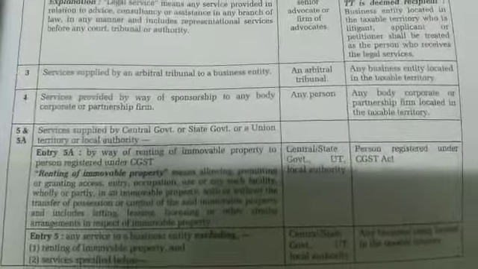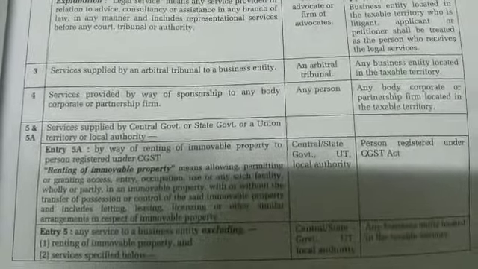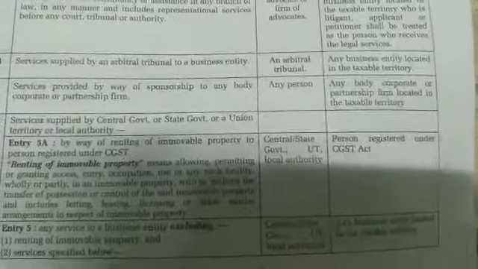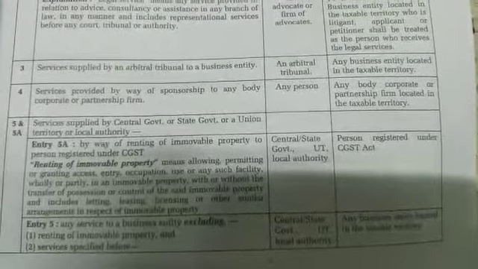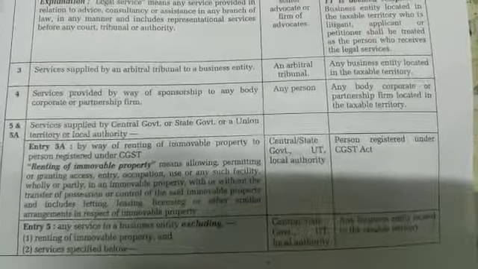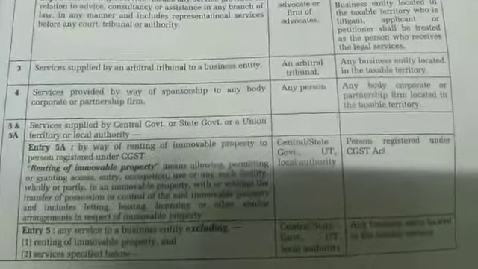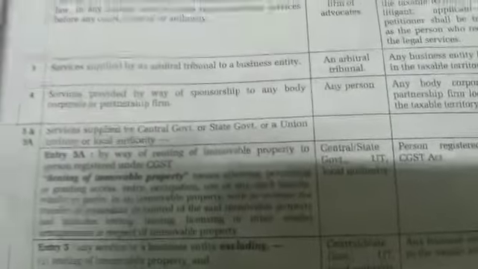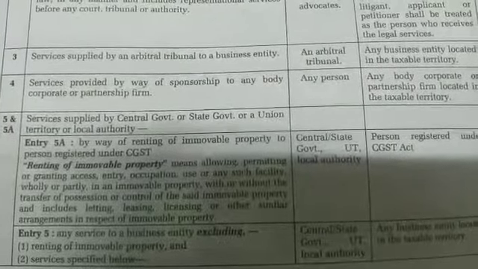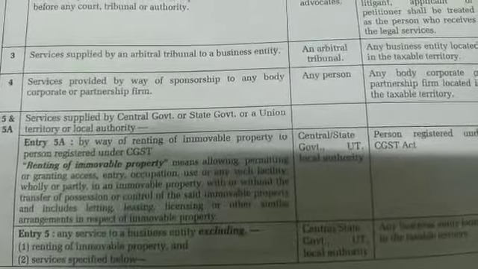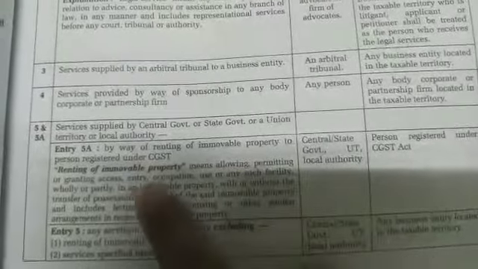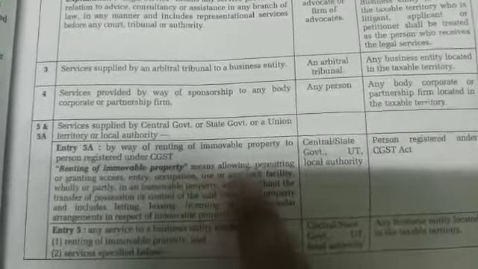Now, here renting immovable property means allowing, permitting or granting access, entry, occupation, use or any such facilities, whole or partly, in an immovable property with or without the transfer of possession or control of the said immovable property, and includes letting, leasing, licensing or other similar arrangement in respect of immovable property. So this is the clarification of renting of immovable property. It includes permitting or granting access, entry, occupation, use or any such facility.